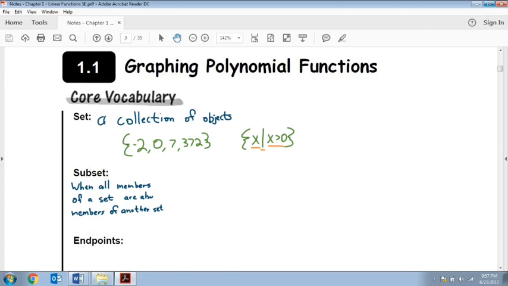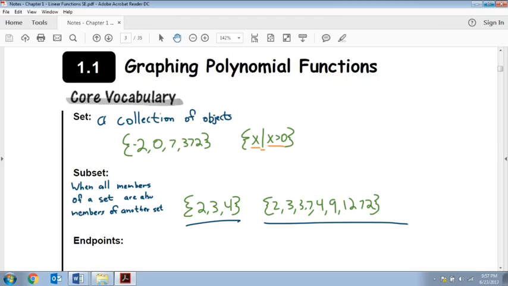It's kind of like saying women are a subset of the human race. All women are humans, but not all humans are women. Same idea here. If I have the set 2, 3, and 4, it is a subset of the set 2, 3, 3.7, 4, 9, 12, 72.